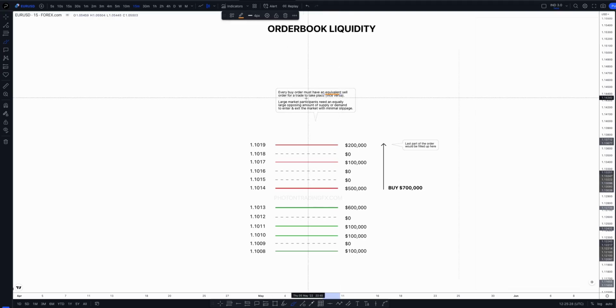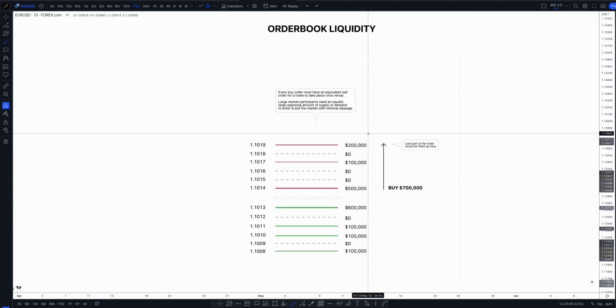for a trade to take place, or not an equivalent order, but an equivalent amount of volume for you to get filled at, okay? So large market participants need an equally large opposing amount of supply or demand to enter and exit the market with minimal slippage, right? So hopefully I've really tried to drill that into you guys, and it will help you to now hold on to that idea that the big guys need as much liquidity as possible to enter, or at least that's the theory, right? It makes sense to me.